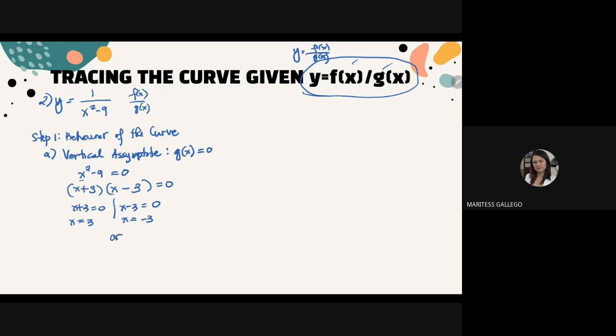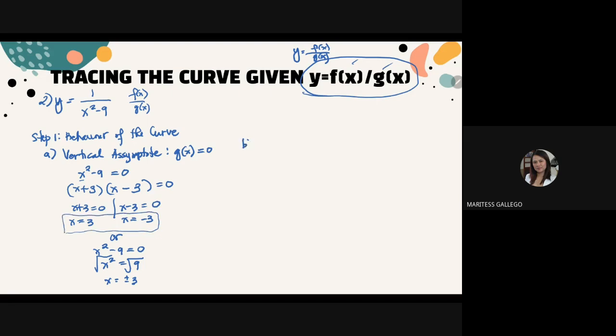Or, pwede nyo namang isolve to na, transpose nyo na lang si 9, and then you get the square root of both sides. X now is plus and minus 3. So, there you have. So, ganun pa rin, two values of x. So, yan ang ating mga vertical asymptotes. X is equal to 3 and x is equal to negative 3.